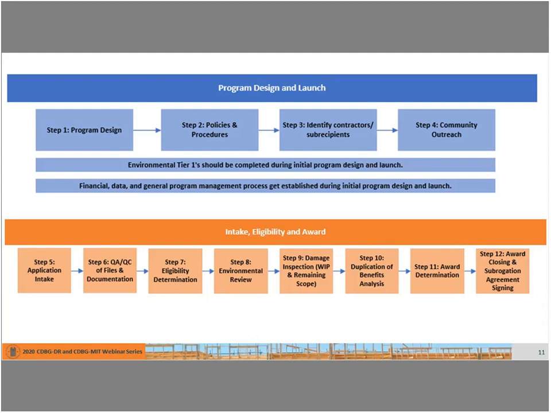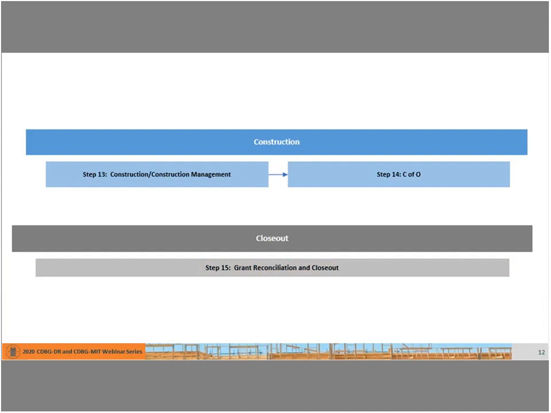What we've also done is to divide these larger 4 categories into kind of subcategories or additional steps. And we're going to be running through these. This diagram shows you the major activities you're going to undertake as you design and launch your program, and then as you move applicants from your intake process through to your award closing and your subrogation agreement signing. And then this next slide that you're going to see involves your construction phase of your program. Fewer steps here, but definitely a bit of a complex process, and then finally your program closeout.